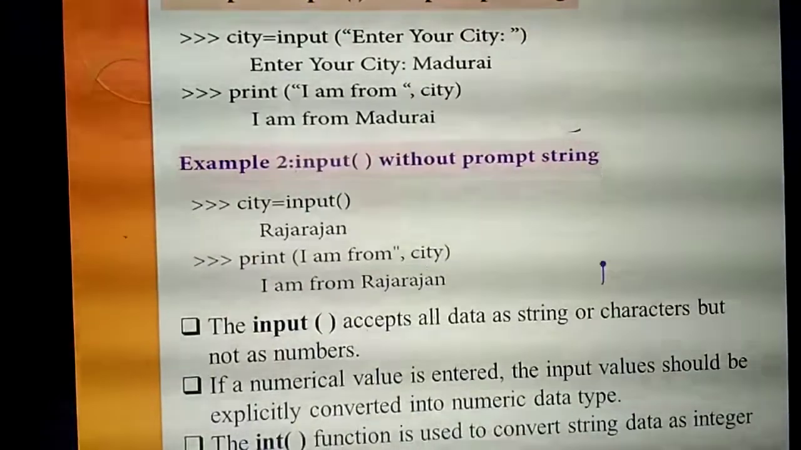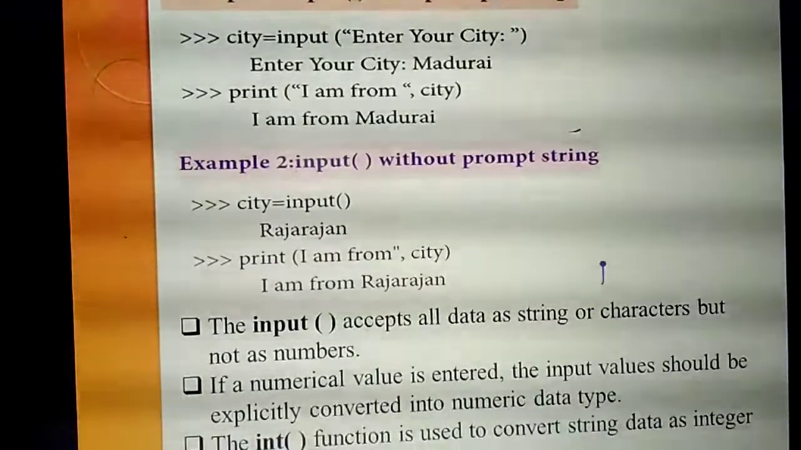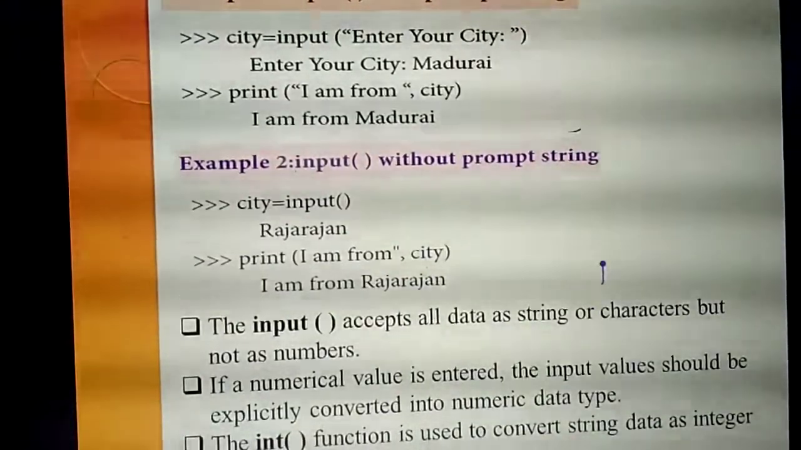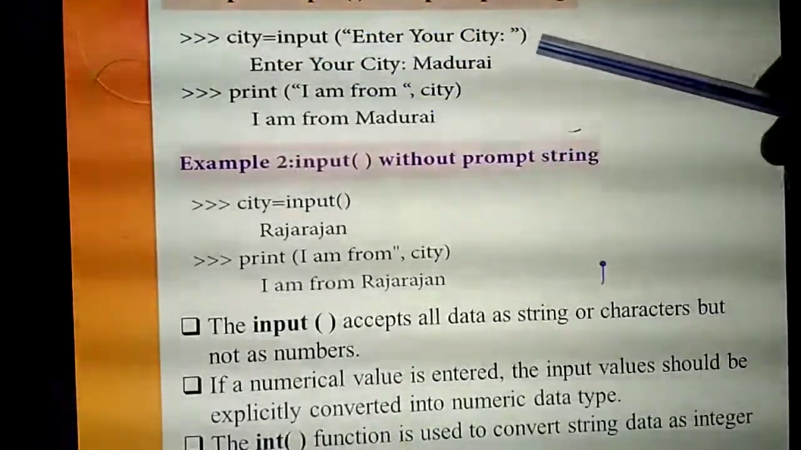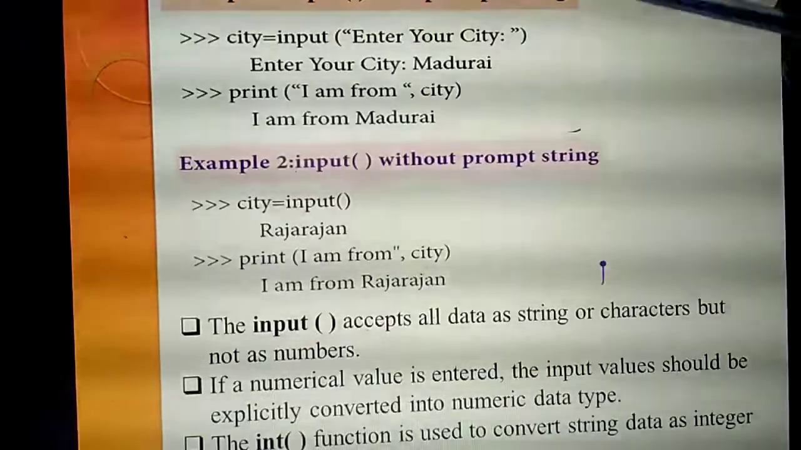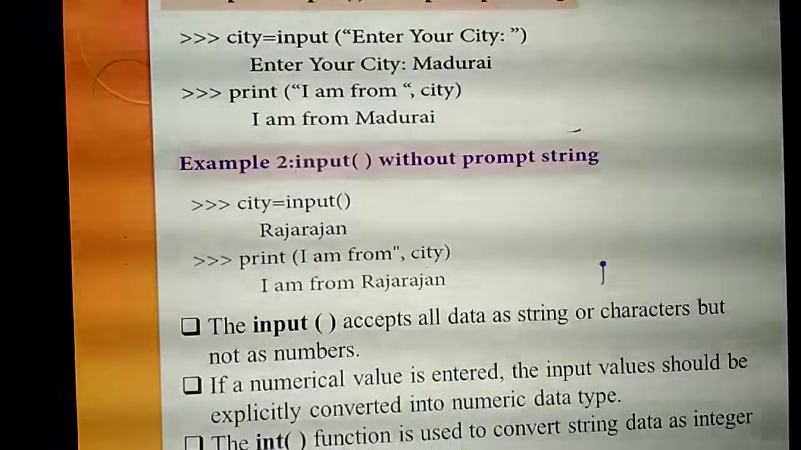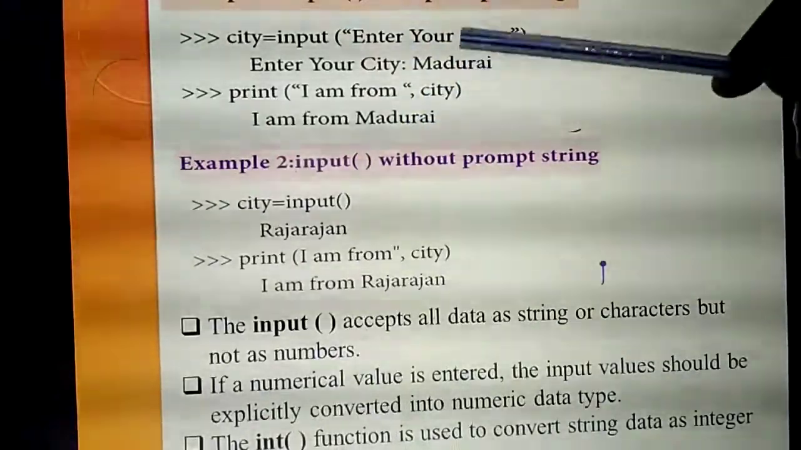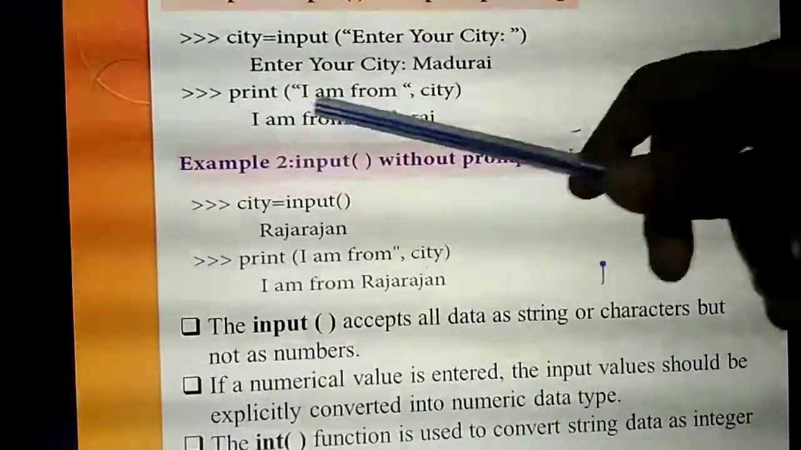So what's the use of this input function? It accepts data from the user, at what time? At runtime. Here, inside the input function, I am giving the prompt string "Enter your city." So what output will you get? "Enter your city." And in which place do I give the input? At runtime, on the output screen: Madurai. Understand? Yes.